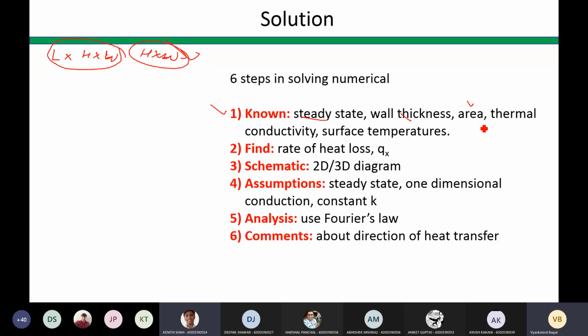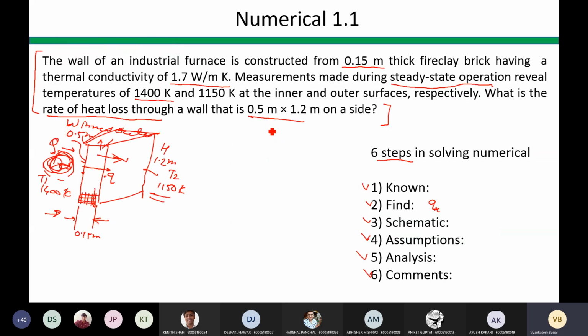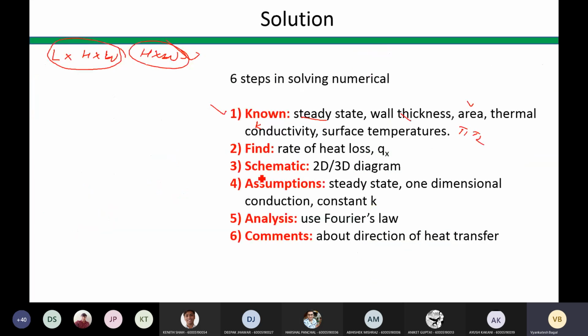So this is given. Then the thermal conductivity K of the material is given, right? And the temperatures T1 and T2 are given. Thermal conductivity K is also given. Say this is K. Temperatures, these two temperatures. Then the thickness, which is L, and this is your width and height, right? This part is known. Now what they asked you is to find out the rate of heat loss, Qx. Now, the schematic can be a 2D or 3D diagram.